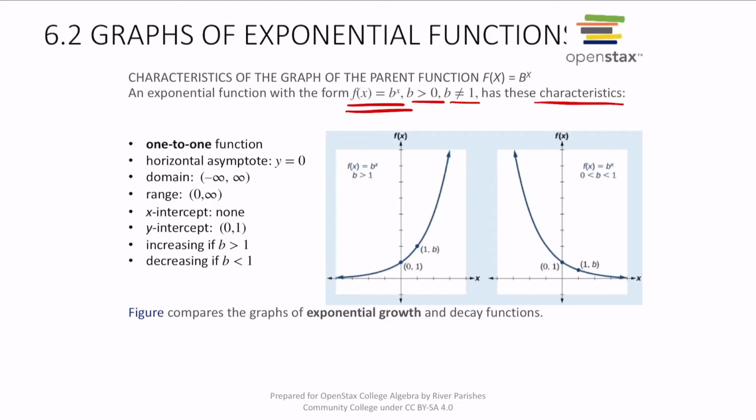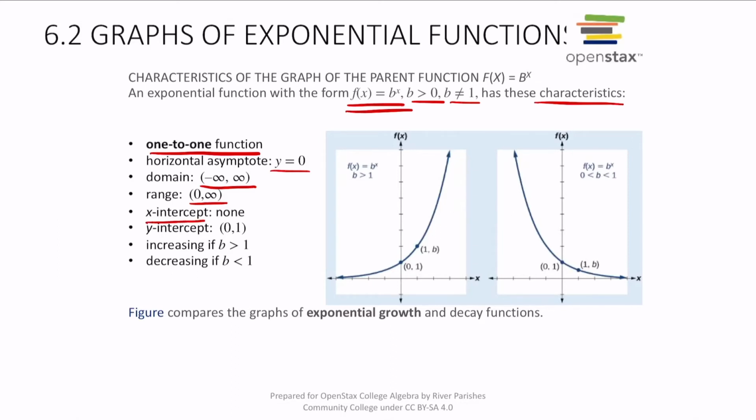Now you have to notice that this is a one-to-one function, meaning that when you draw a horizontal line, it only touches one single point on the curve. Next, you have a horizontal asymptote of y equals 0. The domain is negative infinity to infinity. Any value is acceptable, but the range is always positive. So remember that the range is always positive for an exponential function.